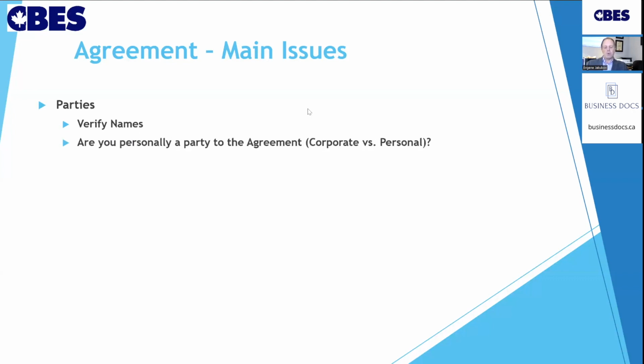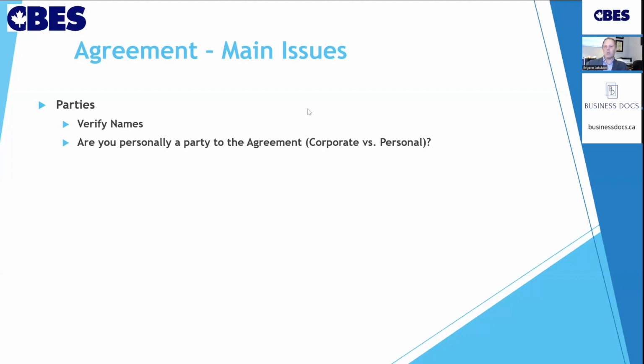The second important point, which is connected to one of our first presentations in this series, is to make sure that the party listed in the agreement is essentially the party that you wanted or intended to be a party to the agreement.